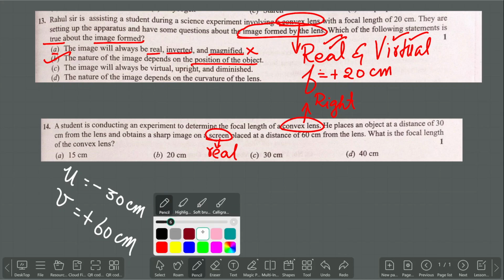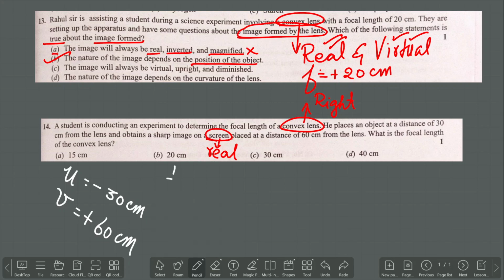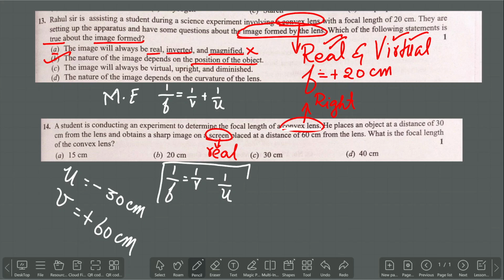So by using this, we are going to find the focal length. So what is the formula? 1 by f is equal to 1 by v minus 1 by u. Don't get confused. 1 by f is equal to 1 by v plus 1 by u is the mirror formula. But here what optical device are they using? Lens. So we need to use the formula 1 by f is equal to 1 by v minus 1 by u. So 1 by f is equal to 1 by, what is the value of v over here? 60. Here there is no minus, so write it as it is, minus 1 by, what is the value of u? Minus 30. So minus and minus will cancel each other.